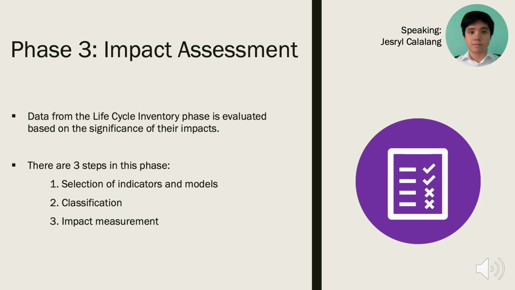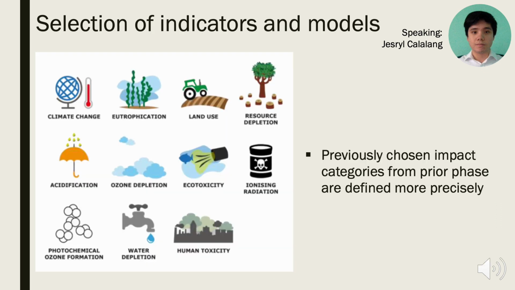Phase 3: Impact Assessment. In this phase, we take the data from the previous phase, life cycle inventory, and determine the significance of their impacts. This phase can be broken down into 3 steps. First, we have selection of indicators and models, then classification, and finally impact measurement.